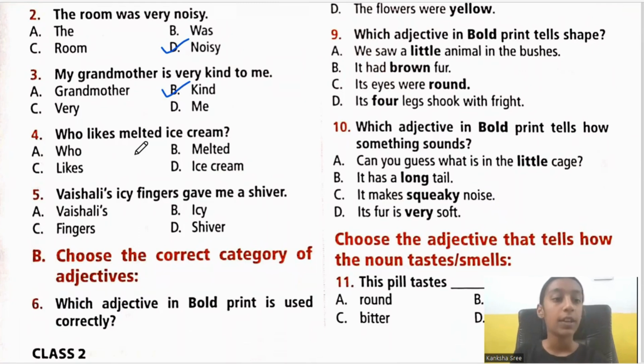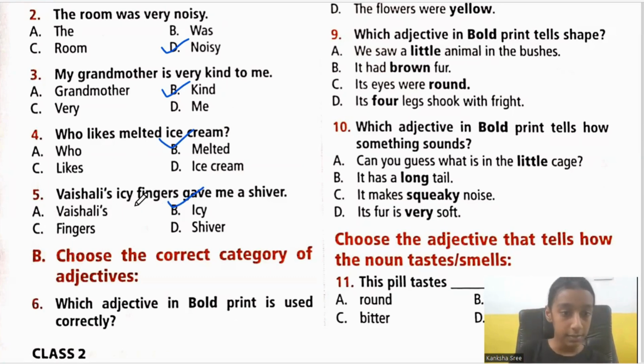Next, fourth one. Who likes melted ice cream? What is the adjective in this sentence, children? Is it who? Is it melted, likes, or ice cream? It is melted, because melted says what kind of an ice cream it is. So it is option B. Next, Vaishali's icy fingers gave me a shiver. What is the adjective in this sentence, children? It is icy, because it says what kind of fingers they were.